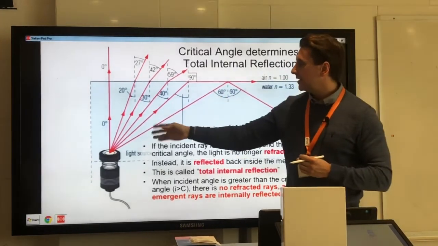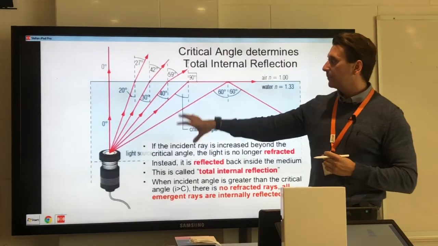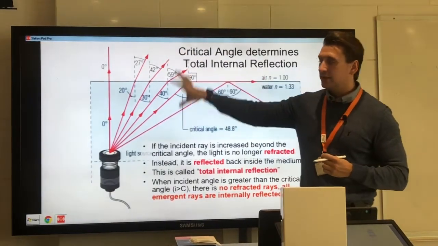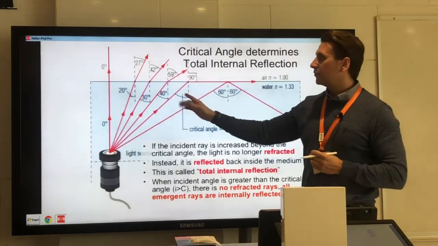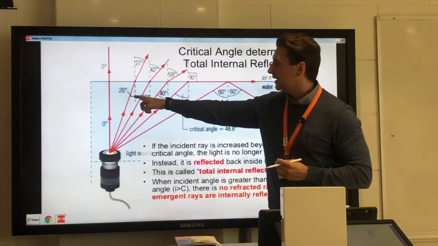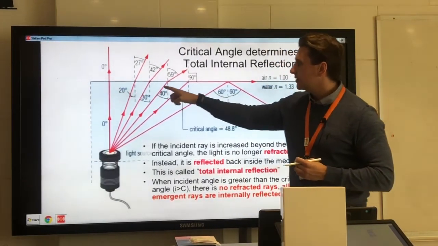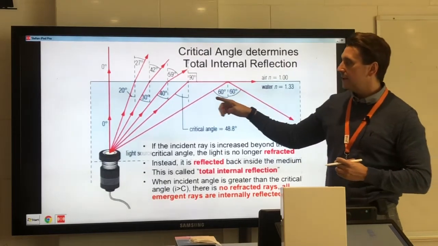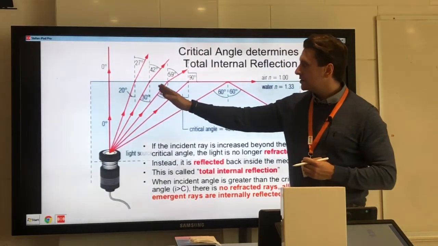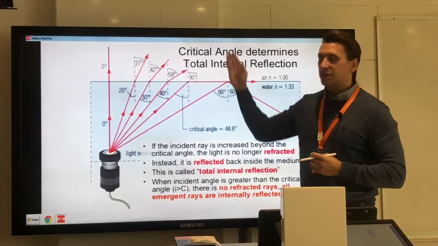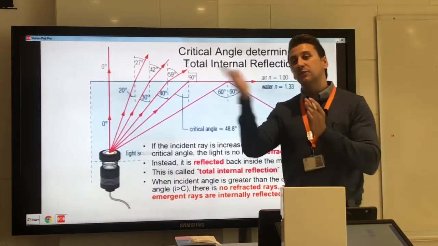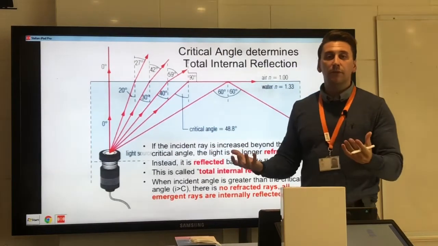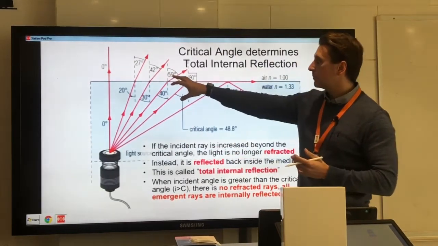If we had light on the inside of glass, for example, with the outside being air, so high to low refractive index, and we start with different incident angles when it reaches the boundary, so the incident angle here is 0, 20, 30, 40, increasing up to 60. All these incident angles here, just normal refraction through a boundary. High to low, the light speeds up, it refracts away from the normal. It's just simple refraction, okay? All these are simple refraction.